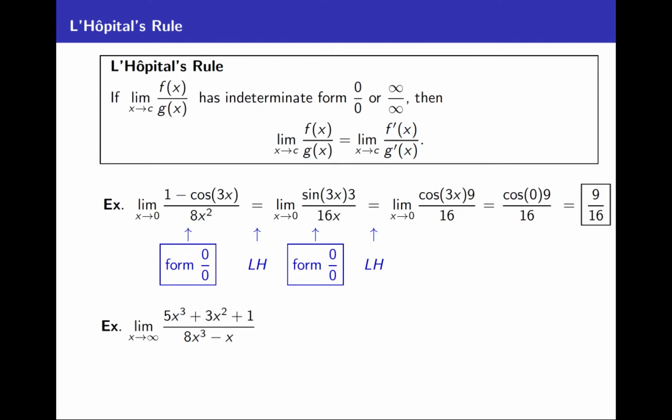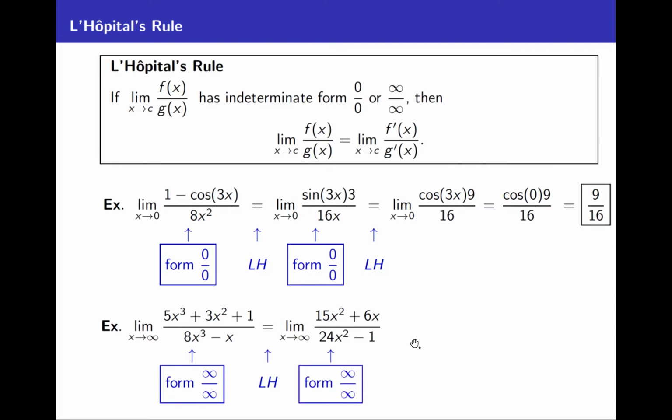But I propose that we do it in a slightly different way. If we examine this limit, the numerator and the denominator are both approaching infinity because x is going to infinity. So it has form infinity divided by infinity, and we could apply L'Hopital's rule to that. Applying L'Hopital's rule gives us the limit as x goes to infinity of 15x squared plus 6x, that's the derivative of the numerator, divided by the derivative of the 8x cubed minus x, 24x squared minus 1.